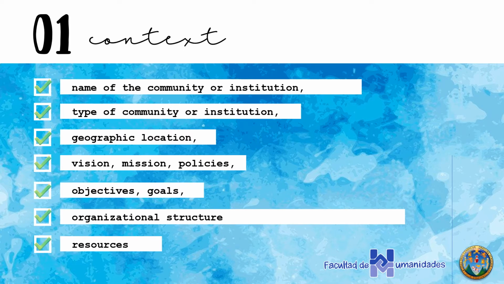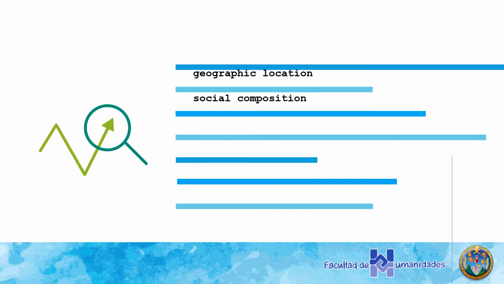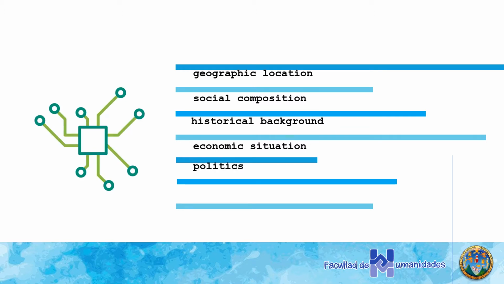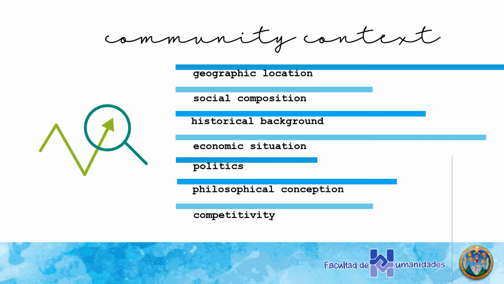There are some aspects to consider according to the Normativo del Ejercicio Profesional Supervisado. These aspects are geographic location, like map, size, weather, social composition, like schools, hospitals, customs, historical background, like first inhabitants, importance, events, and people, economic situation, like productivity, labor conditions, transportation, and means of communication, politics, like groups and administration, philosophical conception, like churches, religions, values, and competitivity. Similar purposes with different approaches. All this if you're focused on a community.